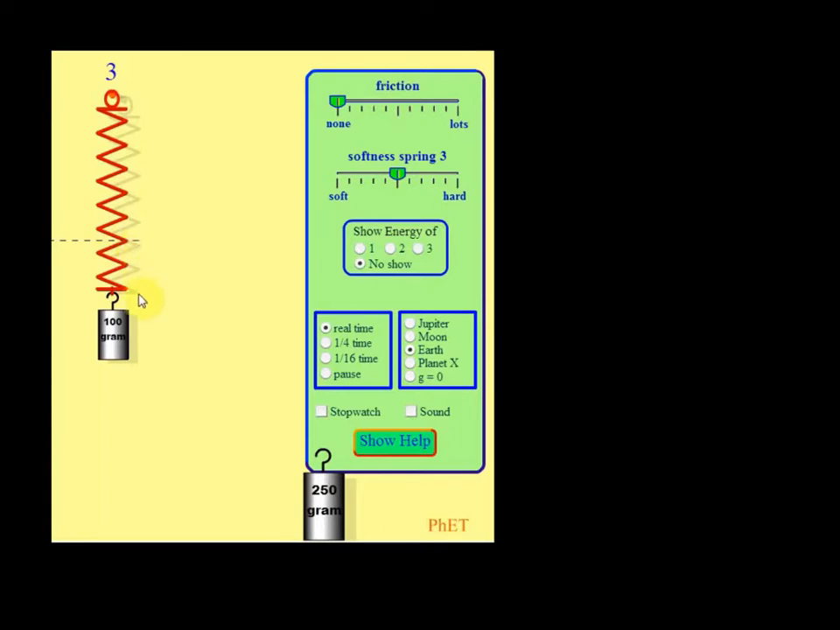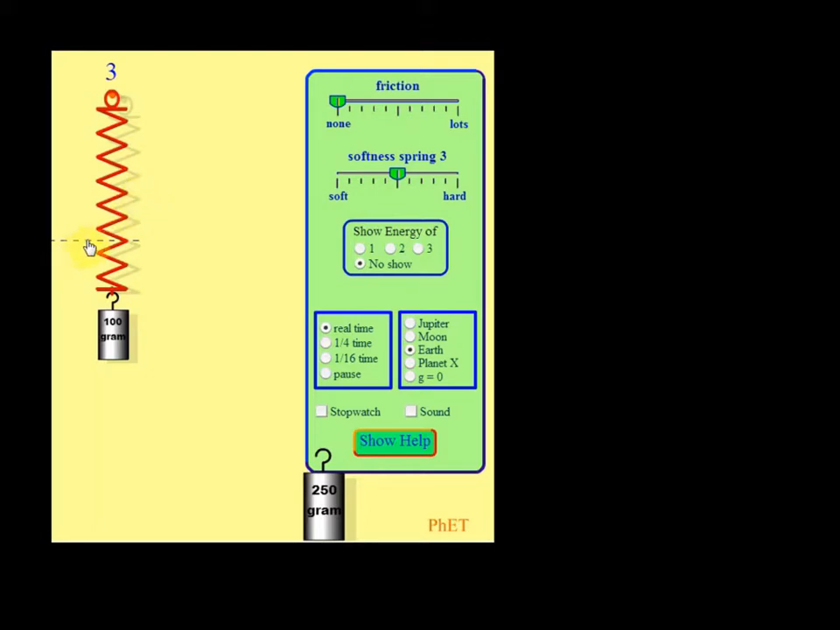Remember Hooke's law, F equals kx. So the spring constant k of this spring is what allows it to stretch a certain length. Now you'll notice that right now it is in equilibrium. And when it is in equilibrium, the downward force of gravity and the upward force of the spring have to be equal to each other. That's what makes it in equilibrium.